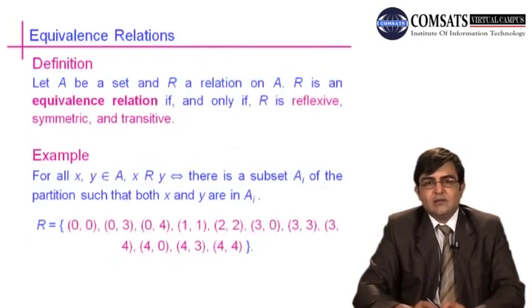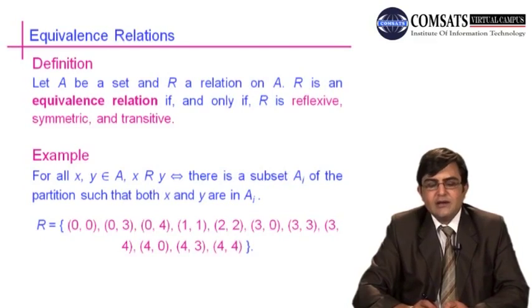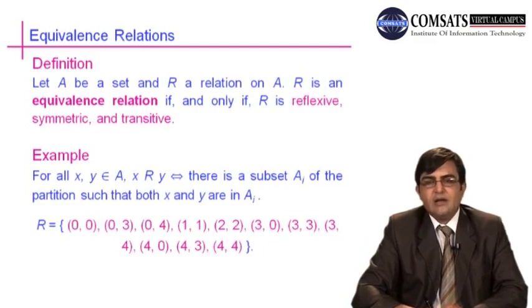So next we start equivalence relations. Definition: let A be a set and R be a relation on A. R is an equivalence relation if and only if R is reflexive, symmetric and transitive. So any relation which satisfies these three properties, that is R is reflexive, R is symmetric and R is transitive, then we say that relation is an equivalence relation.